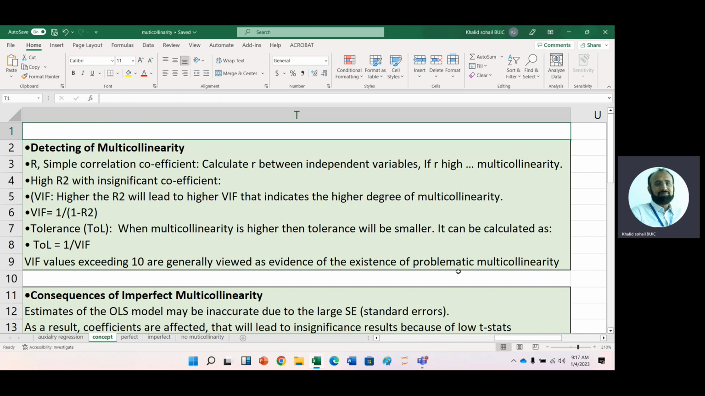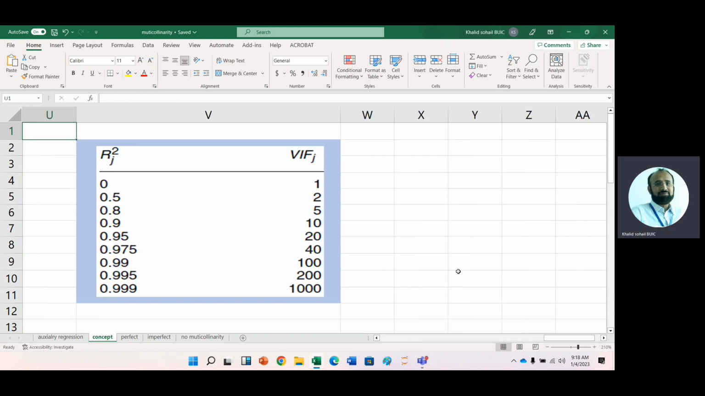A higher R square will lead to a higher VIF, which indicates a higher degree of multicollinearity. This is the formula for how we can get VIF: VIF is equal to 1 divided by 1 minus R square. And then we have another measure that is called the tolerance level. According to this measure, it is 1 divided by VIF, and when multicollinearity is higher, this tolerance level would be smaller. And for the VIF values, we have a table like this one. If we have a VIF of 10 or greater, then it would be a case of multicollinearity.